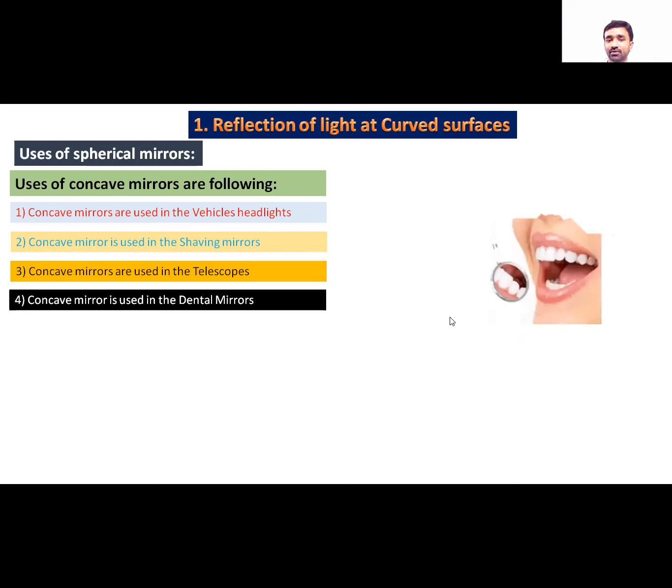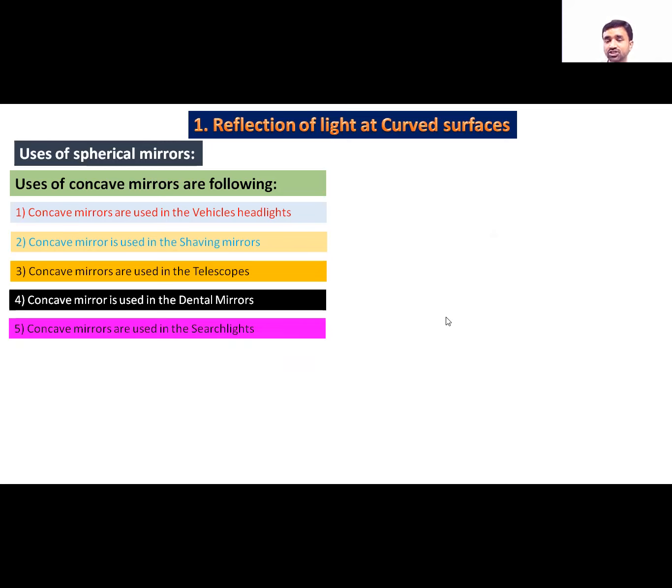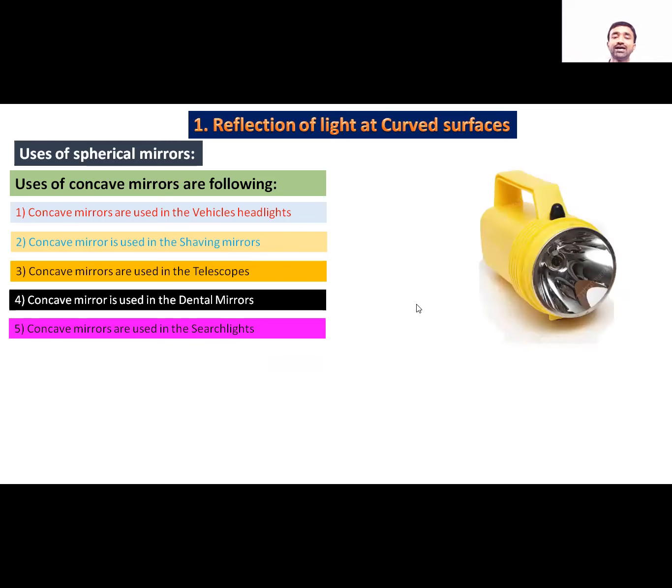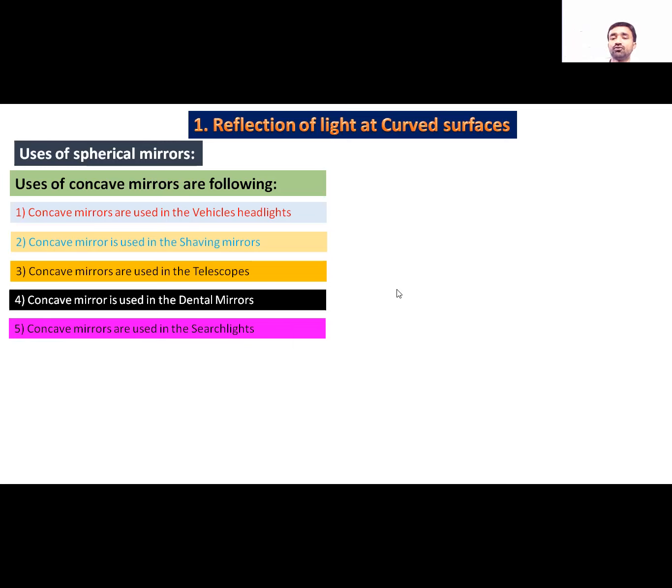Concave mirror. Then it is also used as searchlight. To focus, to concentrate on one area. That light will be focused on one area. So in the searchlights, we can use that concave mirror to reflect, and the rays become parallel to each other or will be focused in a very narrow area. Then we'll go for the next use.